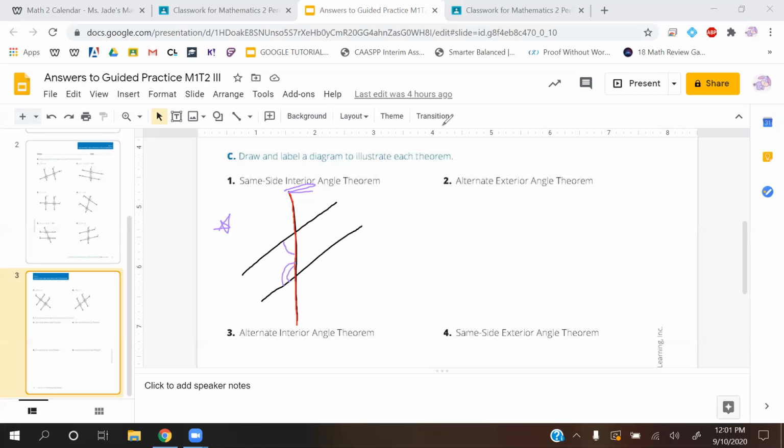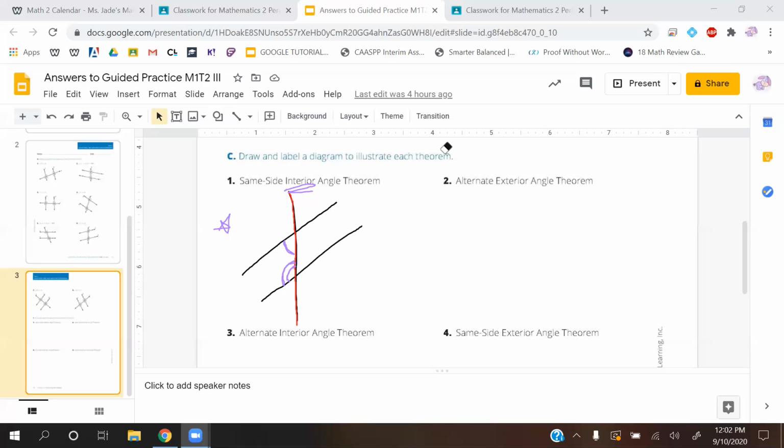And notice that when I drew my angles, I put 2 arcs on this one because this one has 1 arc already and they are different sizes. So they must have different amounts of arcs because they're different sizes. So that's how you draw them to show that they are different in size.